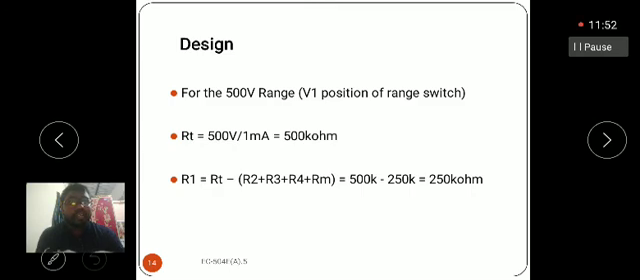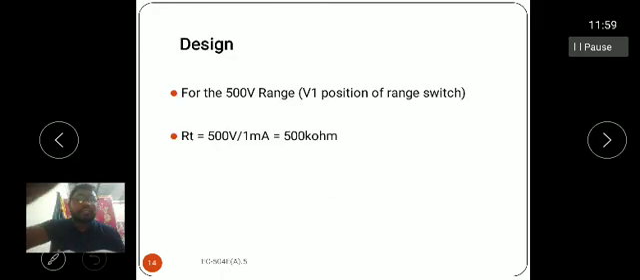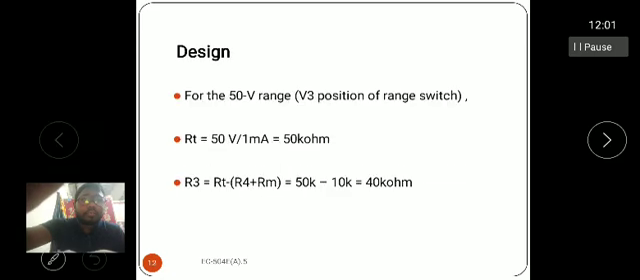Then we are getting 500K minus 250K is equal to 250 kilo ohms. That means we are getting the different values with the help of this particular example.